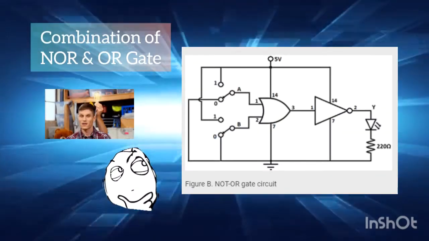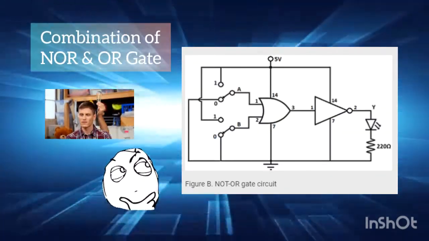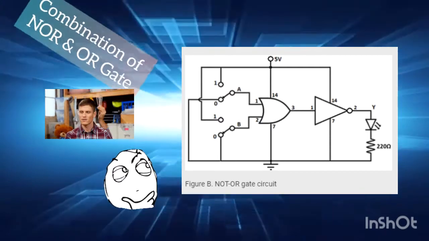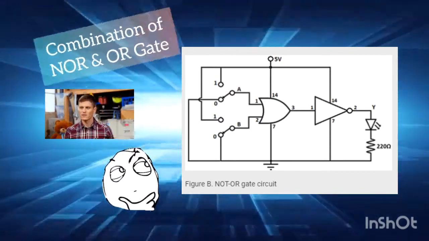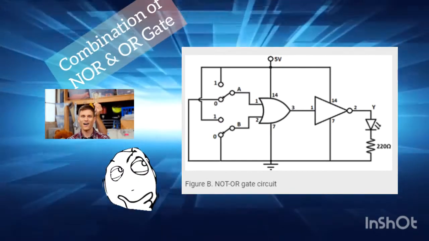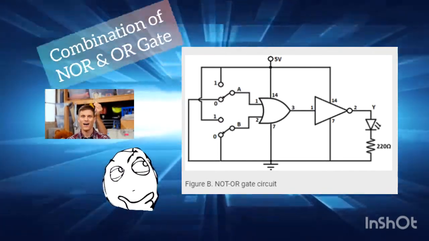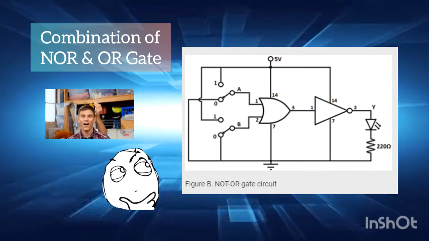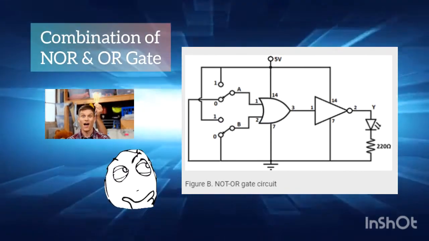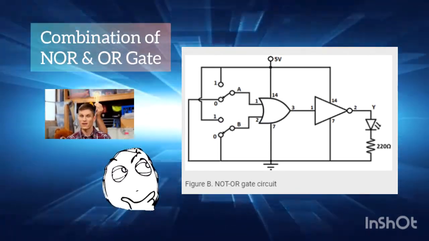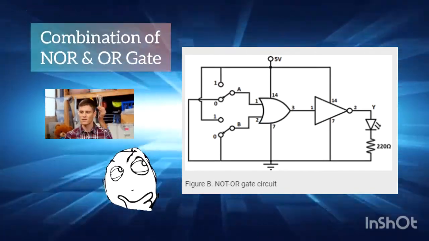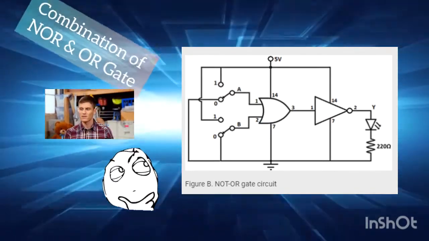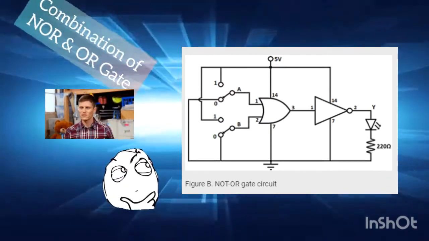Here we have in figure B a NOT OR gate circuit. We have two SPDT switches, an OR gate which has pin number 1 and pin number 2 as our input, pin number 3 as our output, pin number 7 as our ground, and pin number 14 as our VCC. And in NOT gate, we have pin number 1 as our input, pin number 14 as our VCC, pin number 7 as our ground, and pin number 2 as our output.